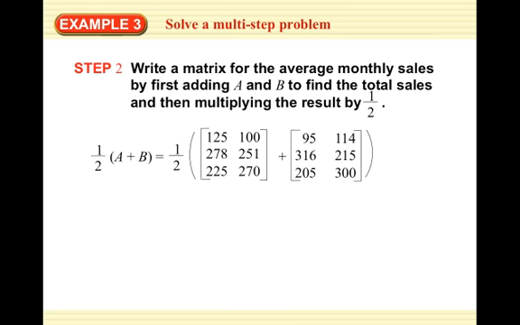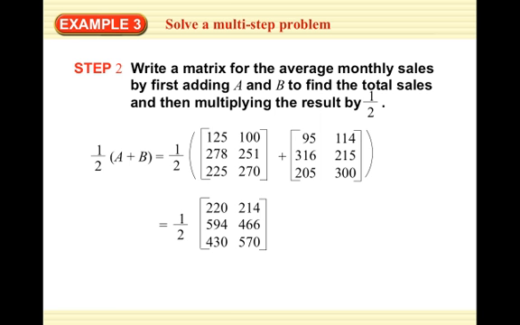Alright, so we're going to have 1/2 times the sum of matrix A plus matrix B. So we have 1/2 times the sum of the matrix 125, 100, 278, 251, 225, 270 plus the matrix 95, 114, 316, 215, 205, 300. Order of operations tells us to simplify inside the parentheses. We can do addition inside the parentheses, so we're going to do that.